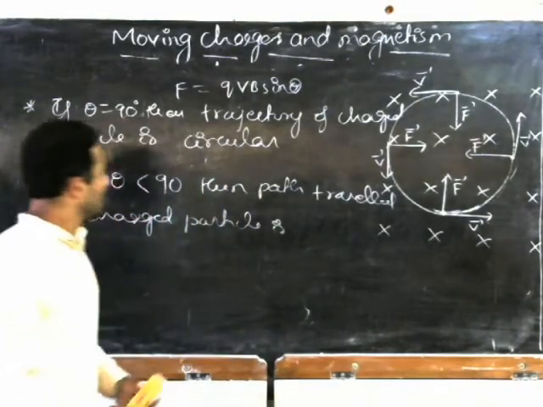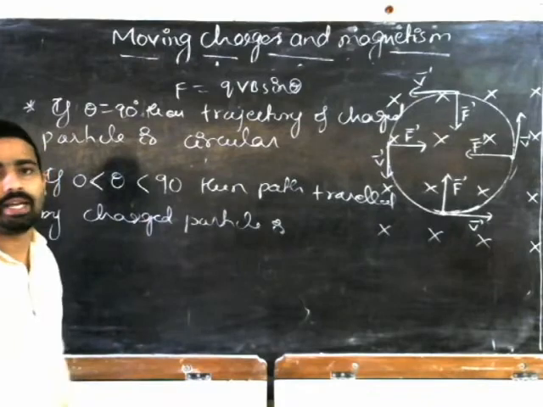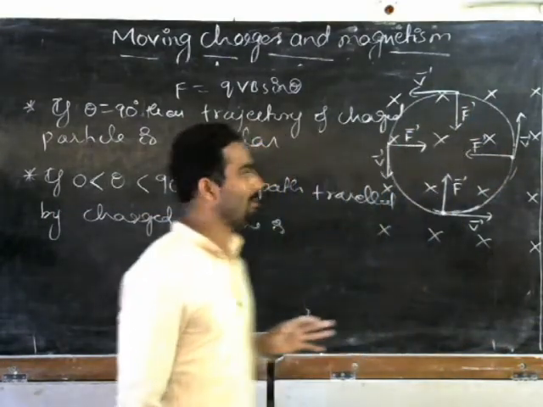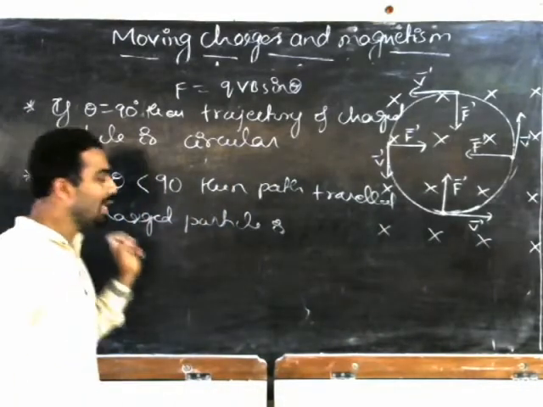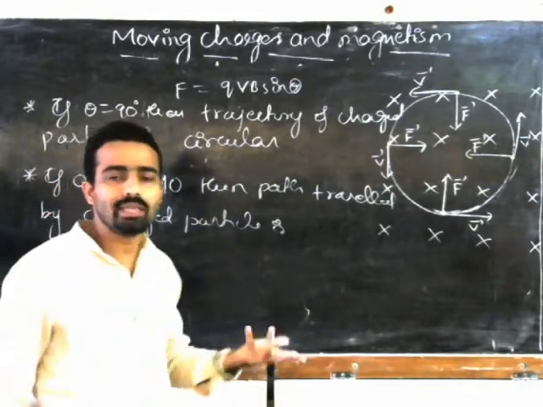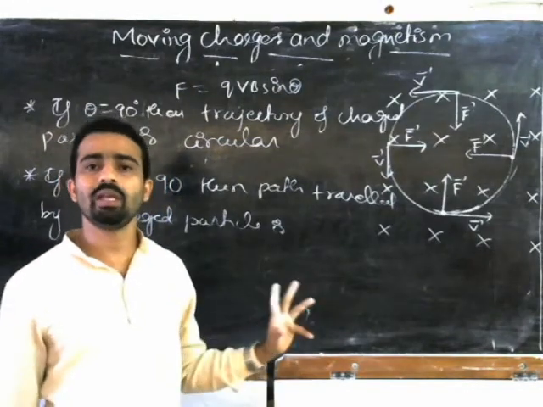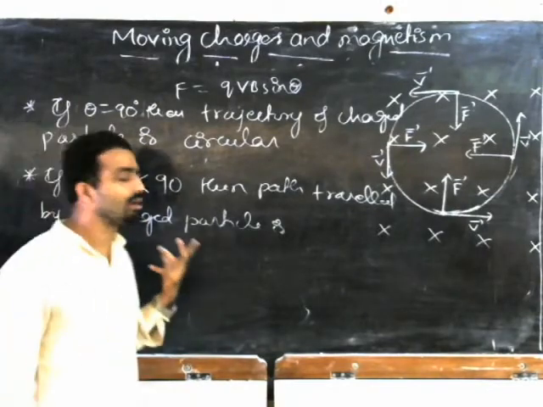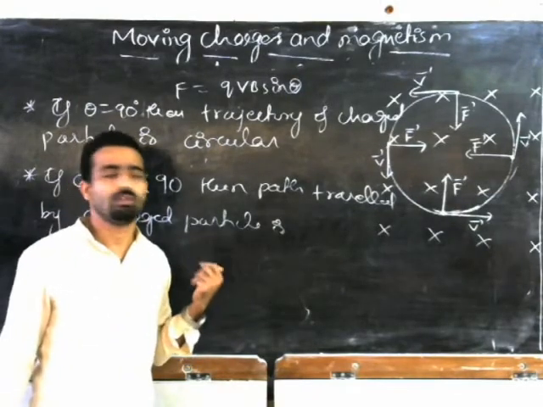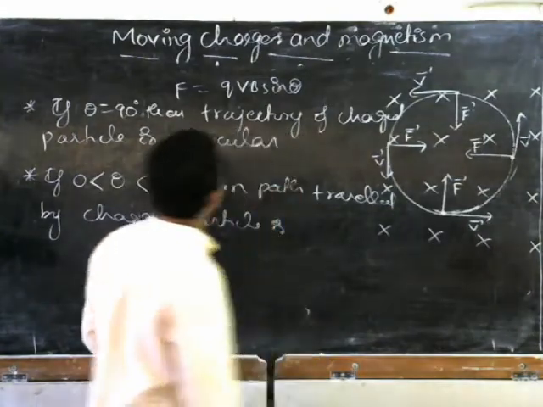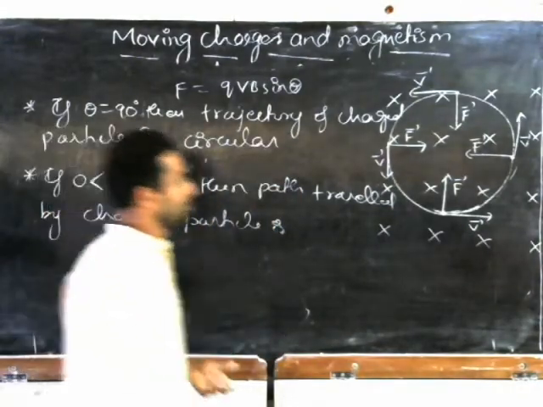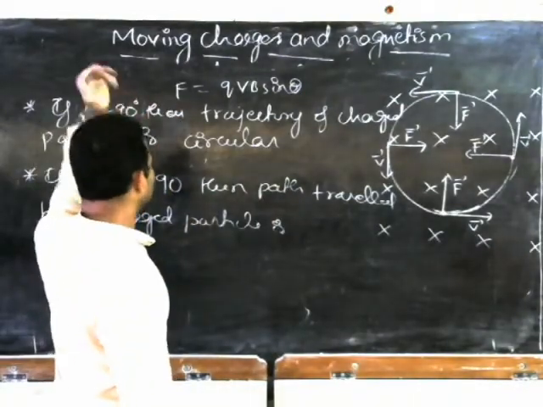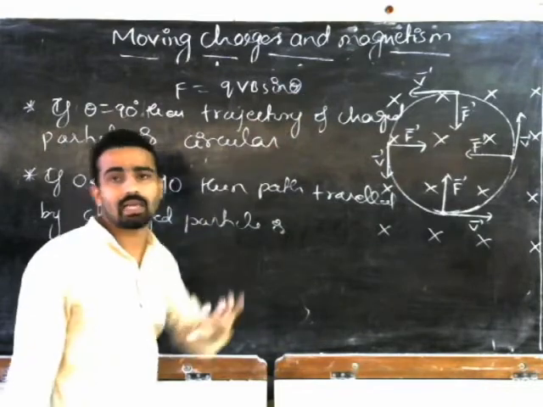See here. For the initial case, the angle was 90 degrees. In that case, it will follow the circular path like this. So if the angle is neither 0 nor 90, that means it is in between 0 and 90, what will be the path traveled by that charged particle? Yes, that is what we have to see here. Before that I should say one thing here. Here F is equal to Q v B sin theta.